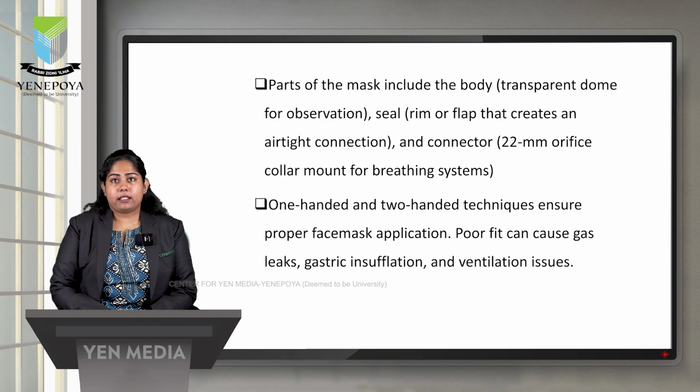One-handed or two-handed techniques ensure proper face mask application. Poor fit can cause gas leaks, gastric insufflation or ventilation issues.